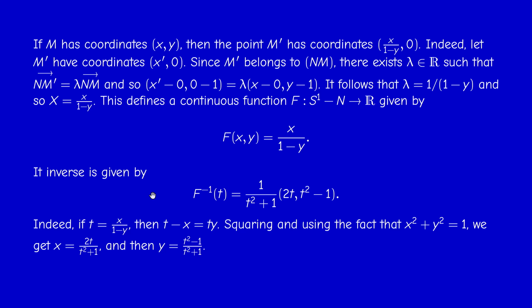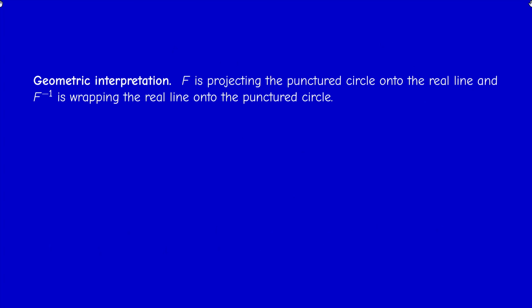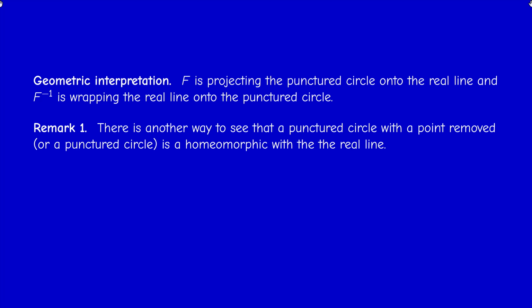So of course, f inverse is a map from R, because t is a real number, and takes values in the circle. So it has two components. It should be clear that it's a homeomorphism according to our definition. So this is the very important stereographic projection. Okay, we talked about the geometric interpretation.